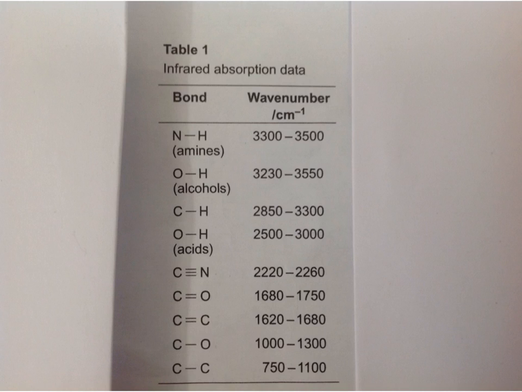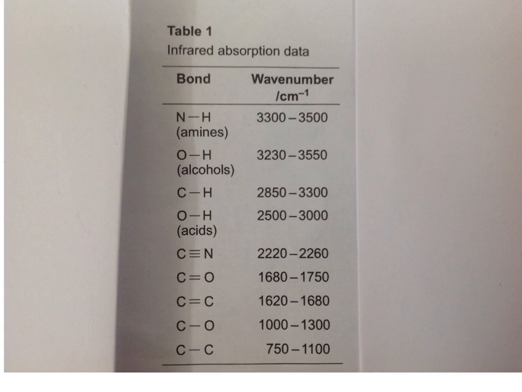So throughout this video, you'll need data from the data sheet that you get given in the exam. So here is a photo of the data sheet that you'll be given in the exam for infrared absorptions. So you can see you've got different bonds. So you've got an NH bond, OH bond, CH bond, another OH bond.